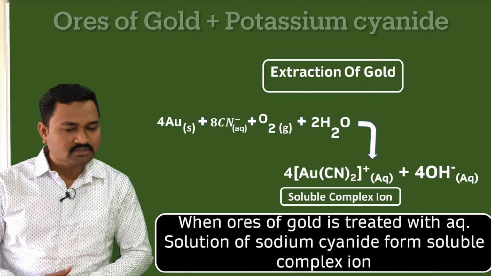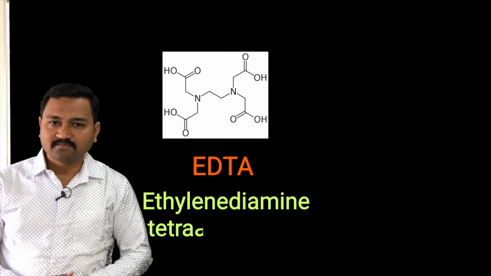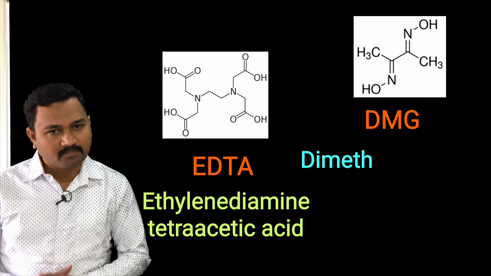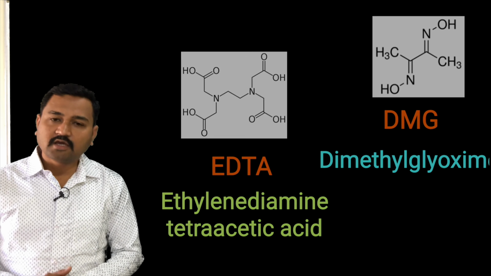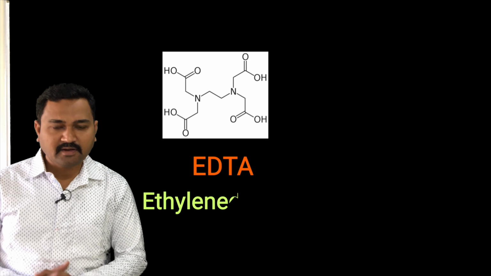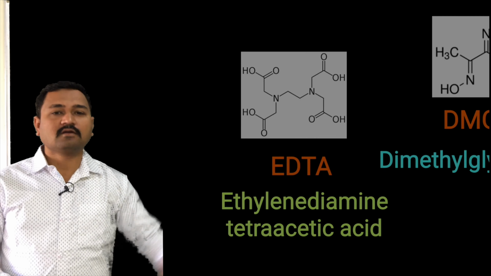In industrial processes or in analytical chemistry, EDTA and DMG are used as reagents which can form a complex compound with nickel, palladium, or any other transition metal. You know that EDTA is ethylenediaminetetraacetate, while DMG is dimethylglyoxime.